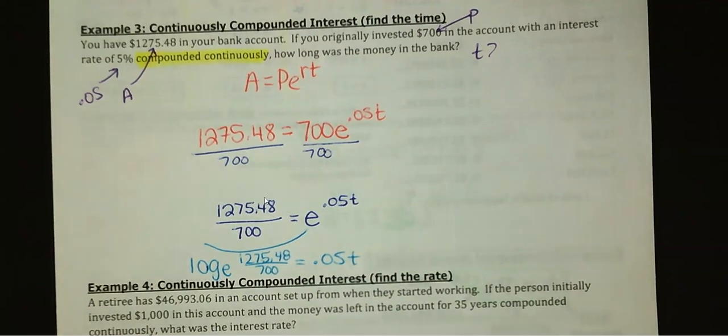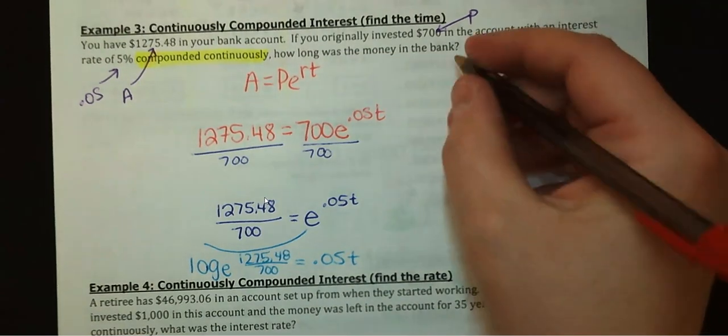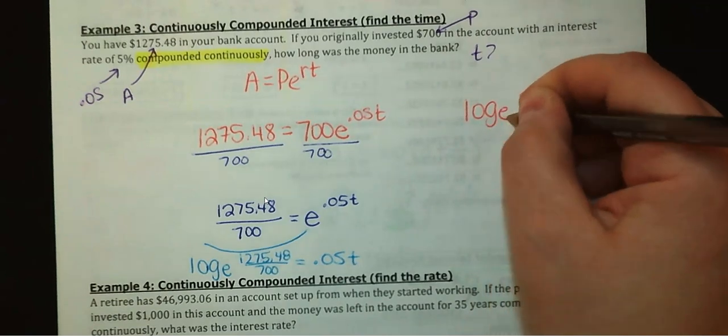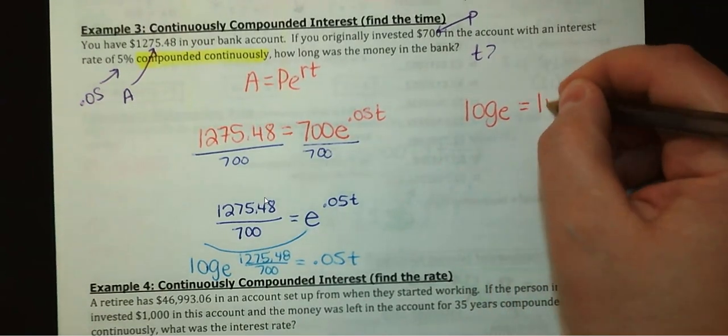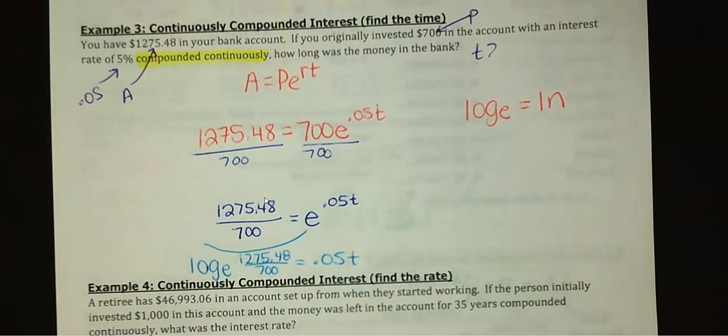Do you guys remember? I know this was a couple lessons ago, but a log base e is just a special thing for the natural log. Do you guys remember doing that? Okay, so all you have to do, you don't have to do a change of base or anything like that.